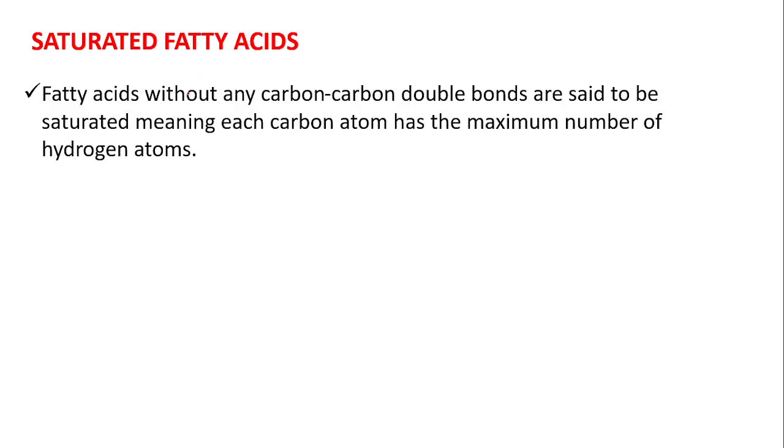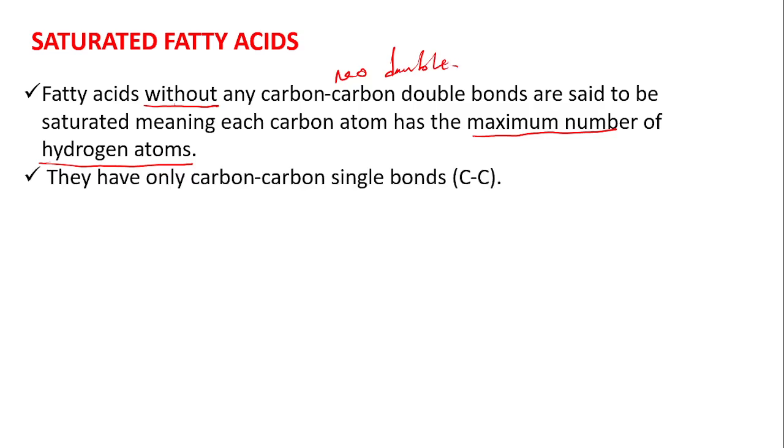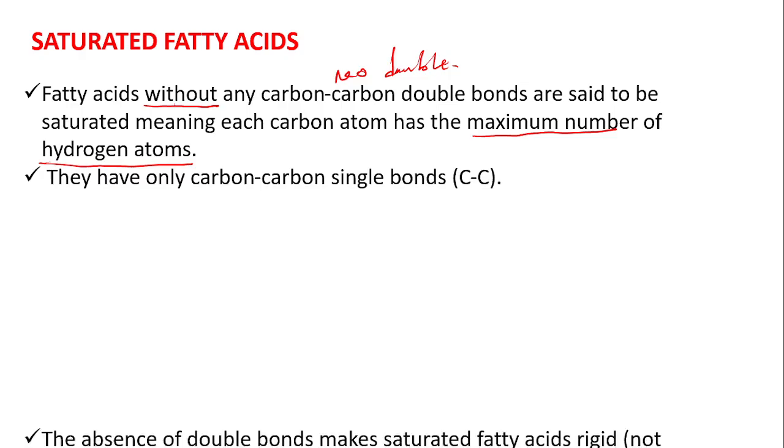When you talk of saturated fat acids, they do not have a double bond, and this simply means that they have a maximum number of hydrogen atoms. They normally have a maximum number of hydrogen atoms because they have no double bond. The other thing that you need to understand is that they only have carbon to carbon single bonds. So you can only see single bonds between the carbon atoms.